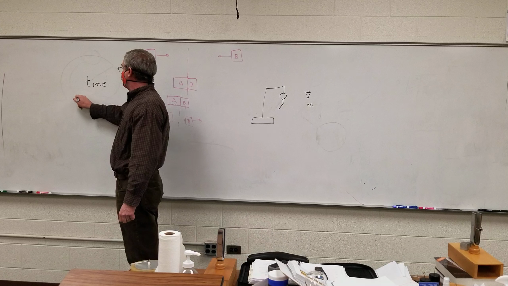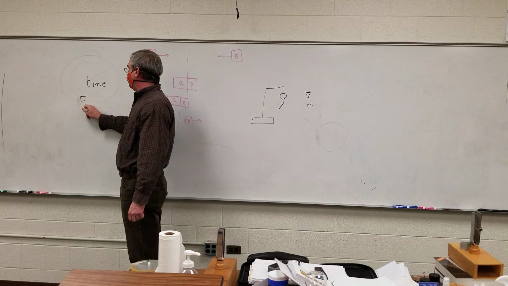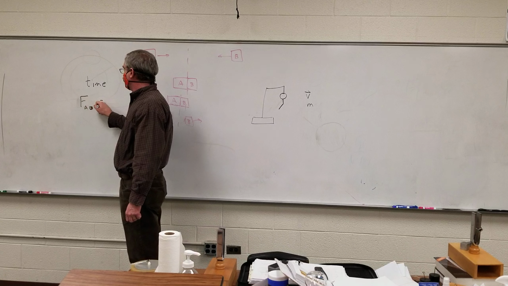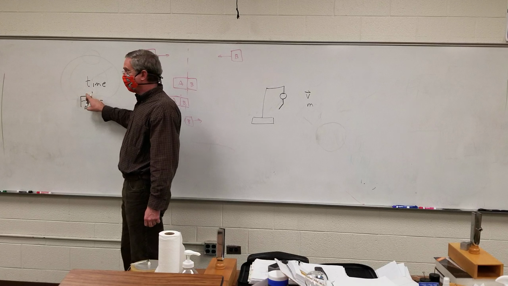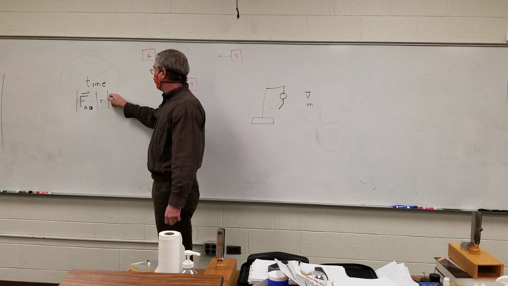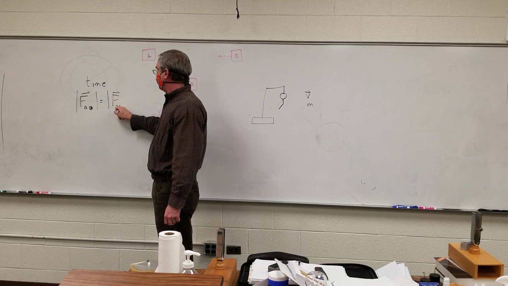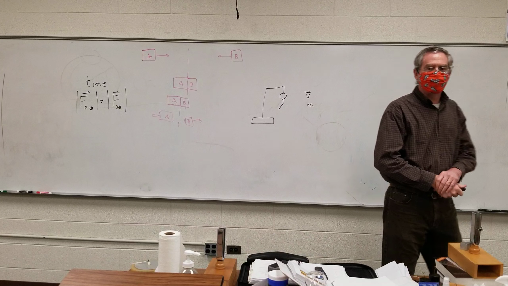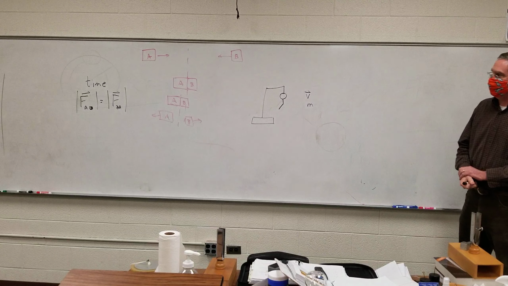So I'm gonna write that as the force on A from B. No vector symbol over it, this is just the magnitude. Actually, let's go ahead and do magnitude. This is the force on B from A. Okay, interesting. All right, so we got the magnitude of the force and time.